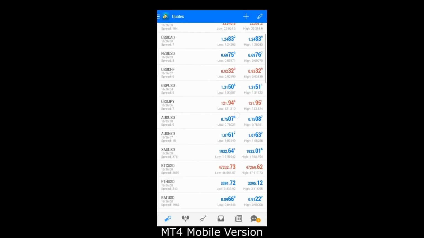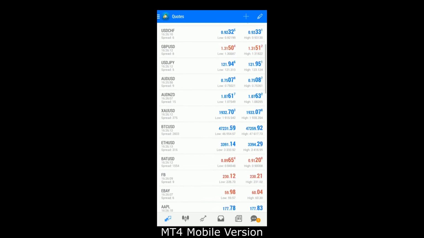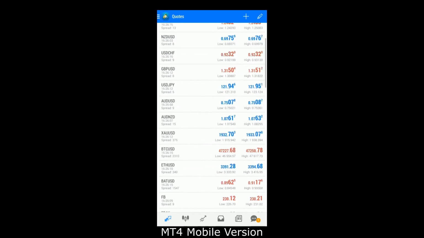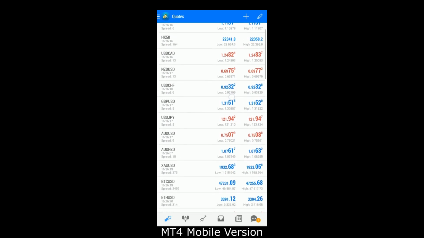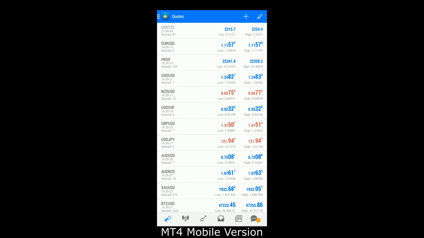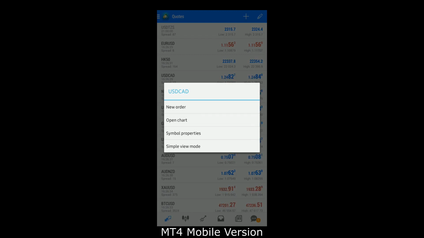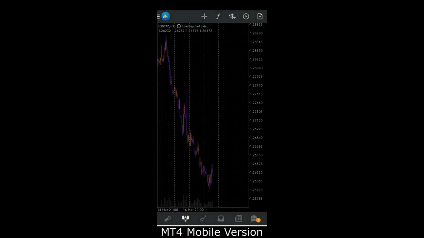Alright, so now that you know the functional features of the MT4 on the PC version, let me take you through the similar features on the mobile version. So over here, you can find the list of the currency pairs in the market. To open a currency pair, you tap on it and then you select Open Chart from the pop-up menu.